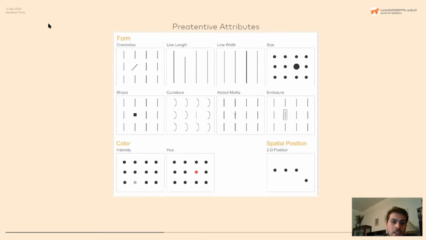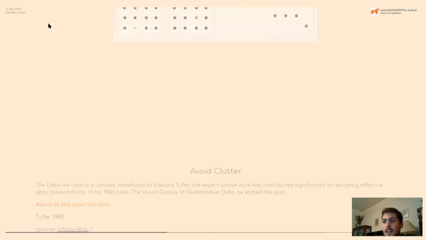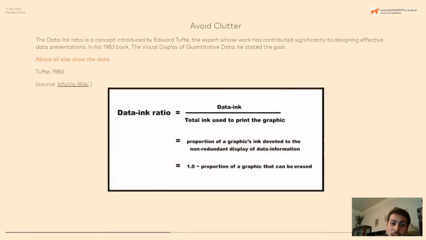Let's move to the next section. This is very important, and I think many of you know this. Avoid clutter. This is a very important tip for data visualization practitioners. One of the early contributors of data visualization, Edward Tufte, or Tufte, I think Tufte is correct, introduced a concept called data ink ratio. He was against cluttered graphs, and he stated, above all else, show the data. Data ink ratio is defined as data ink divided by total ink used in print graphics.